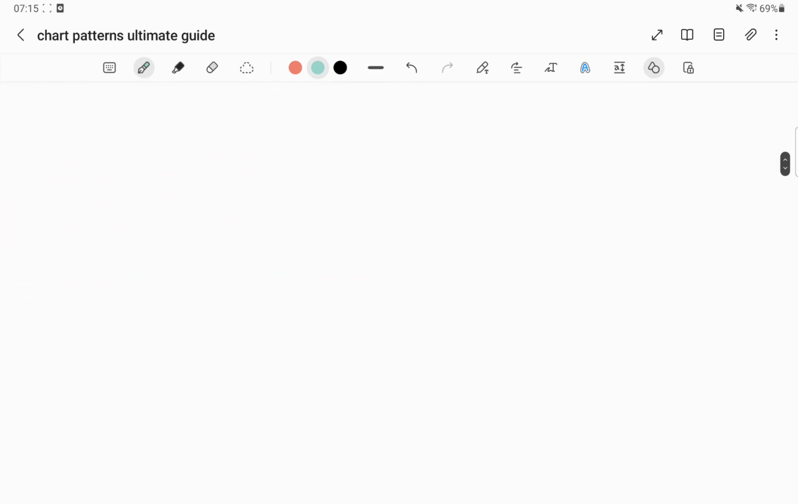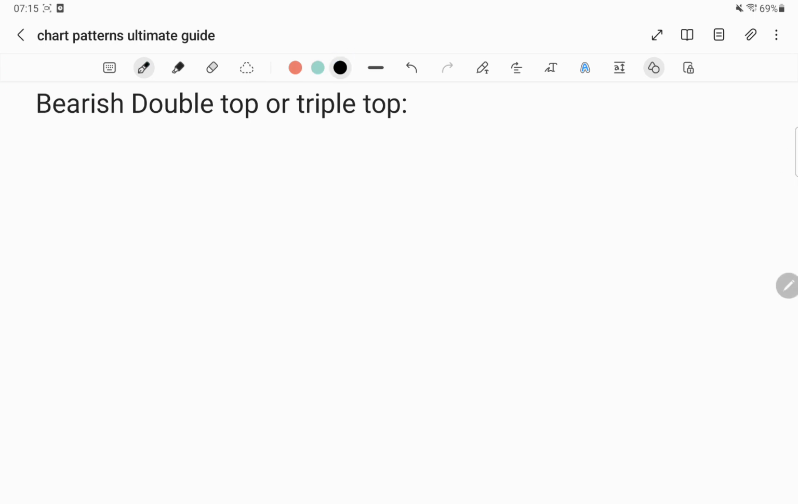The next pattern is a bearish double top or triple top. These can come in many forms, like a lot of the patterns. You can't be exact about what a pattern looks like, because they can look different and aren't always the same. The most common double top is something like this: you'd come up, set a high, come up, and set a similar high again.